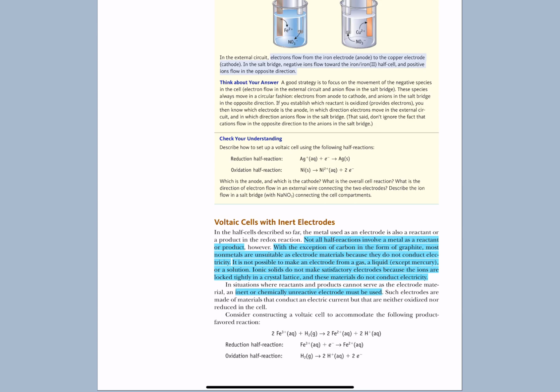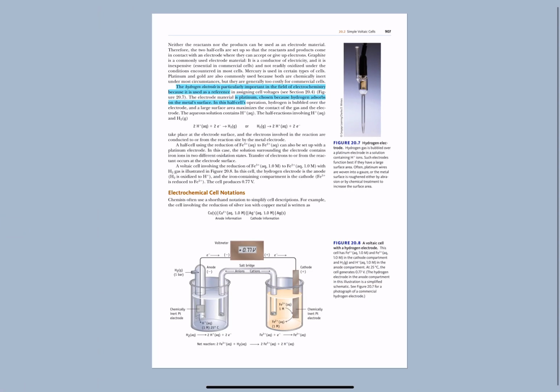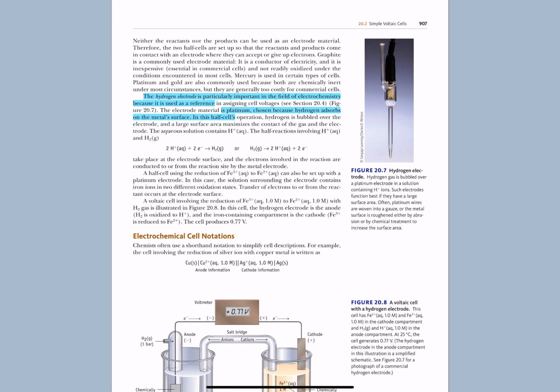You could use silver, maybe. You could use gold, but they would be very expensive. A cheap one would be to use carbon or graphite, like your typical D cell or C cell battery might. But a lot of times we will use platinum as our inert electrode. Platinum electrodes are kind of expensive, but once you have them, they're going to last a long time if you take care of them.